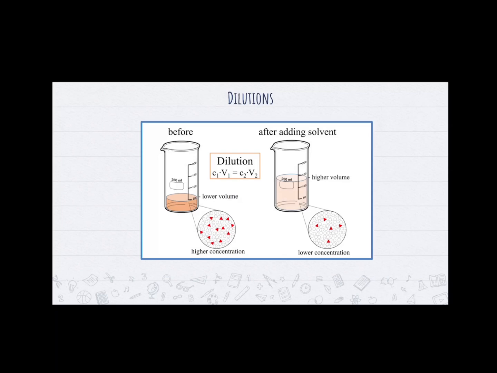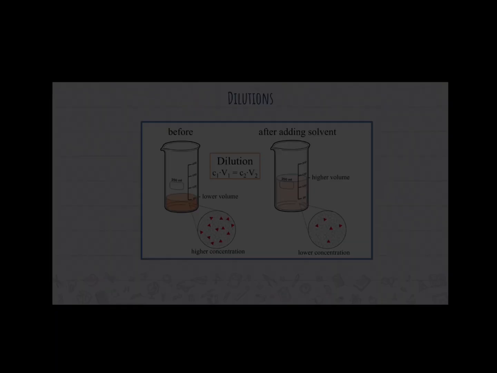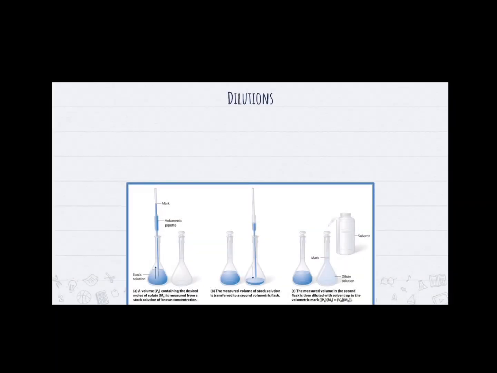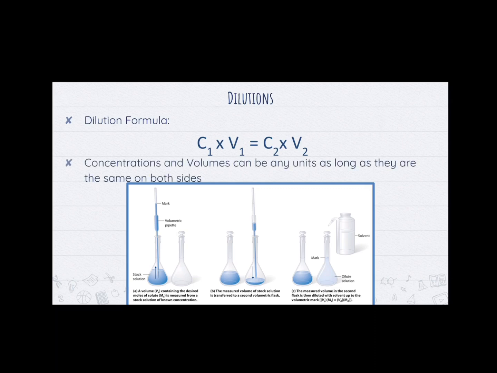So here's kind of an example of that. I have a high concentration at this lower volume of whatever chemical that is. I can add water and it becomes a lower concentration of whatever chemical that is. The dilution formula is C1 times V1 equals C2 times V2. C is concentration, V is volume. So concentration and volumes can be any units as long as they're the same on both sides.